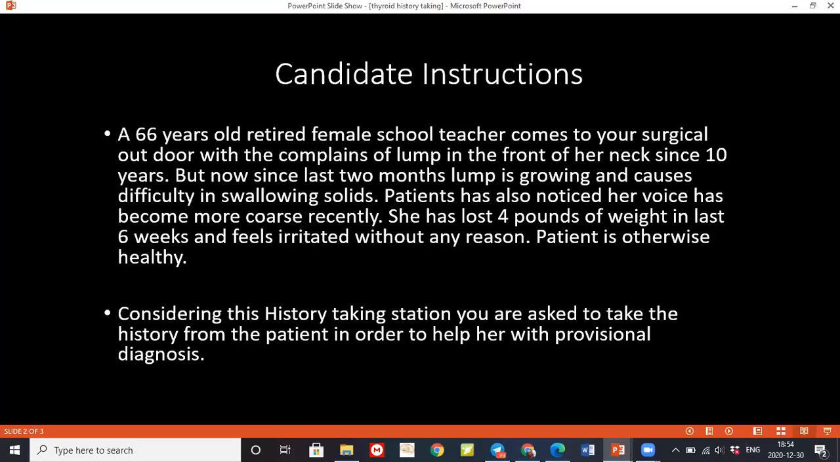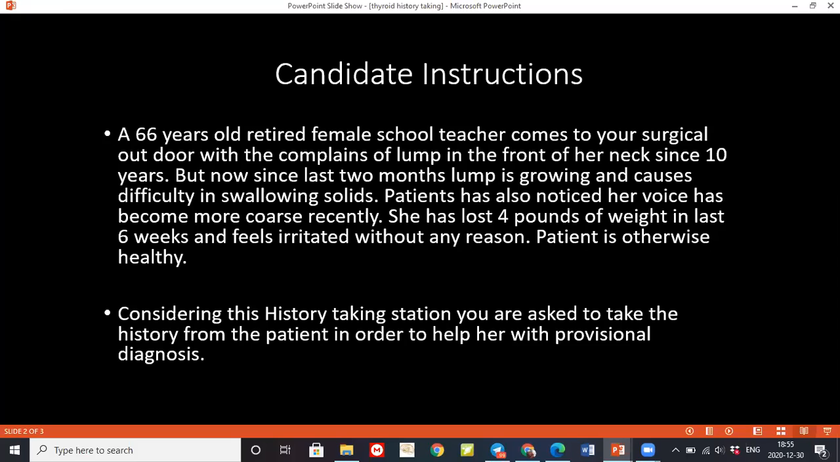Actually, doctor, I've come to you today because of this swelling in front of my neck. It's been there for around 10 years or so, and I've learned to live with it. But the problem is, since the last 2 months, it's been increasing, and I feel it's grown bigger in size. It is also getting difficult for me to swallow anything. Even right now, I can't swallow any solid food. So I'm really anxious about this.